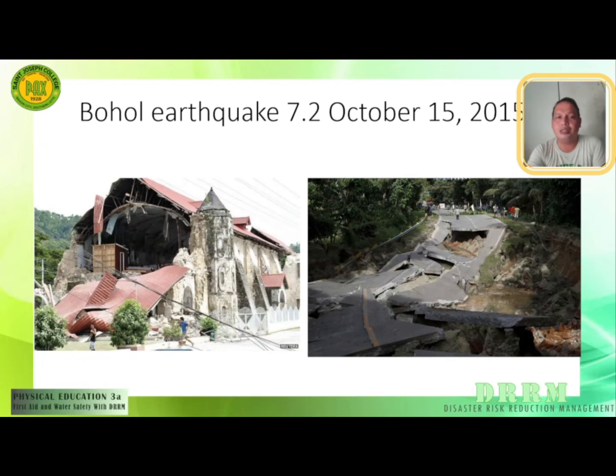Last October 15, 2013, Bohol was hit by a 7.2 magnitude earthquake. The center of it was in Carmen, Bohol. Vertical infrastructure like the church, municipal hall, city hall, and market were all destroyed, some severely, some only a little. Some of the horizontal infrastructure, like roads and bridges, were also affected.